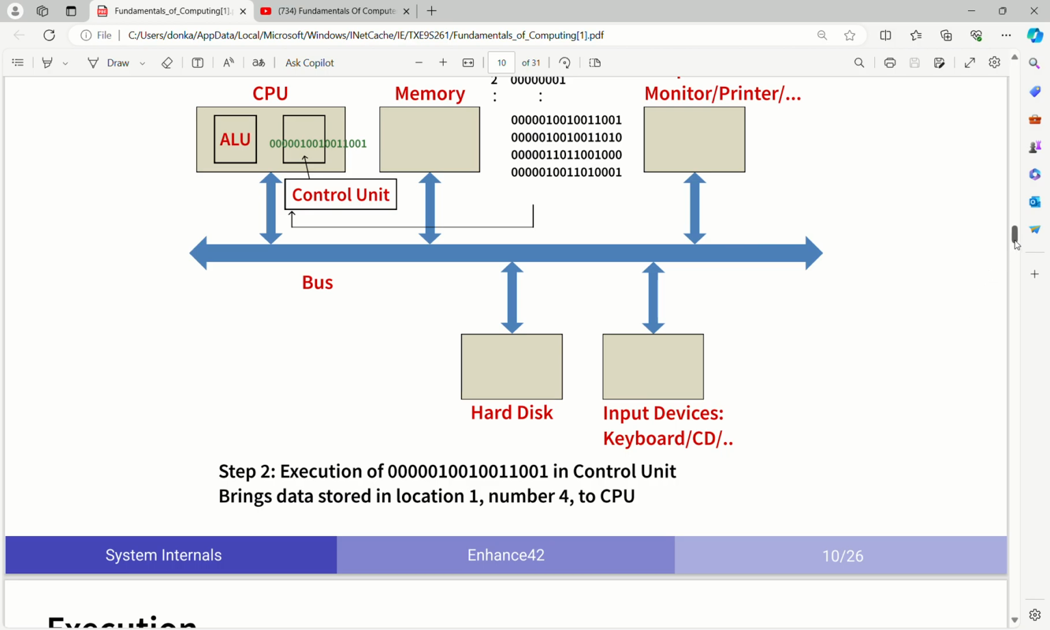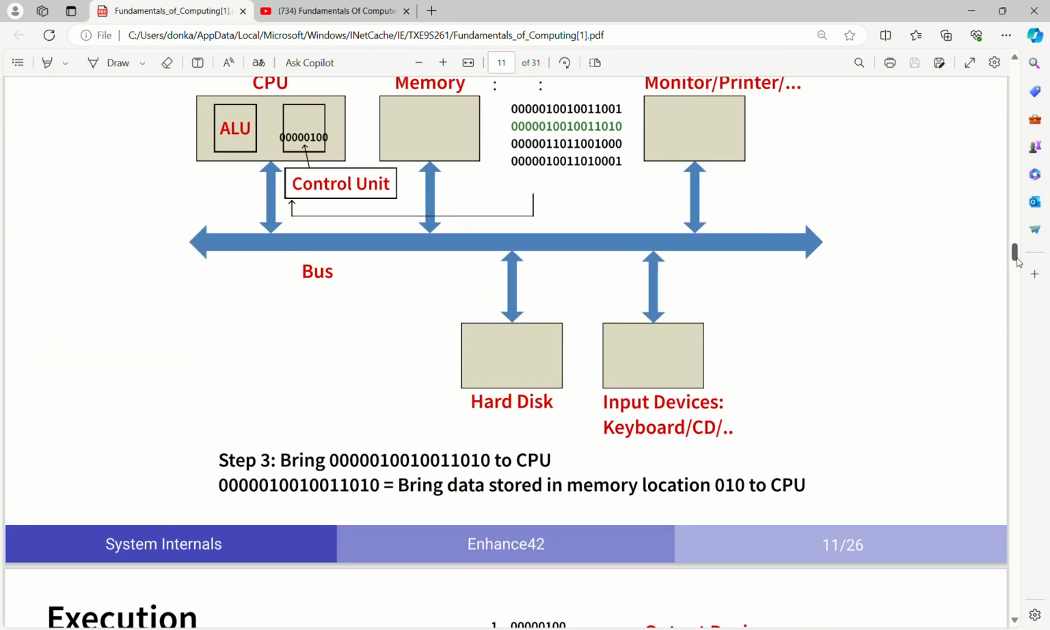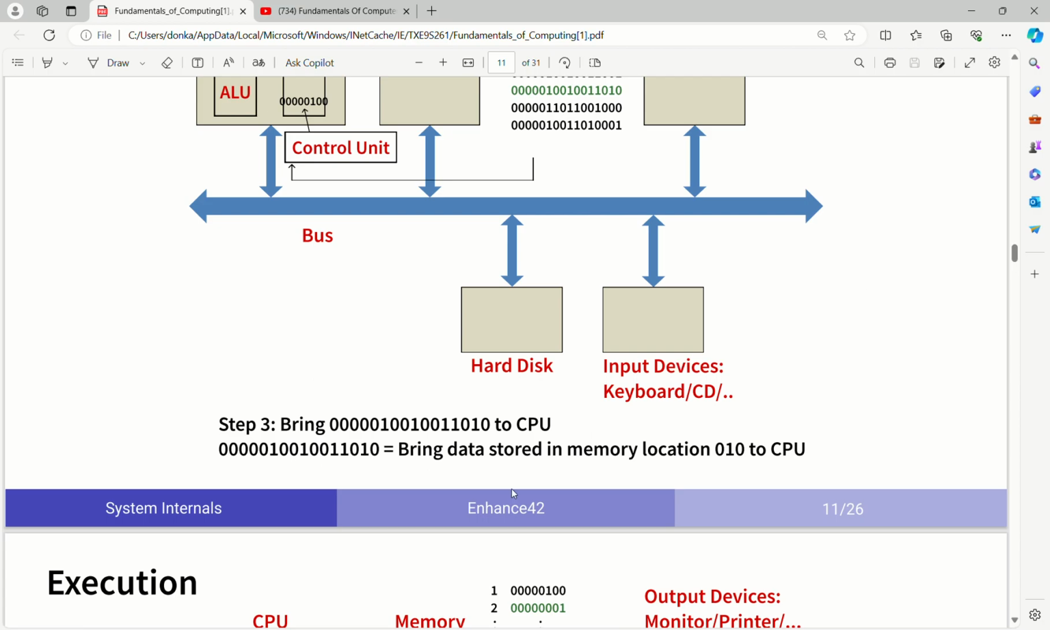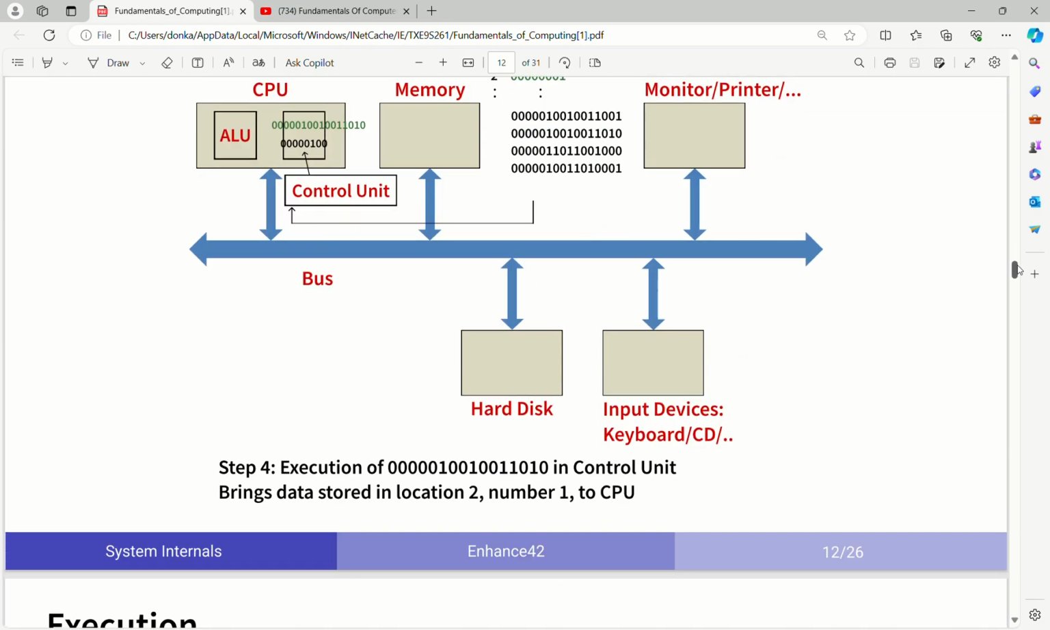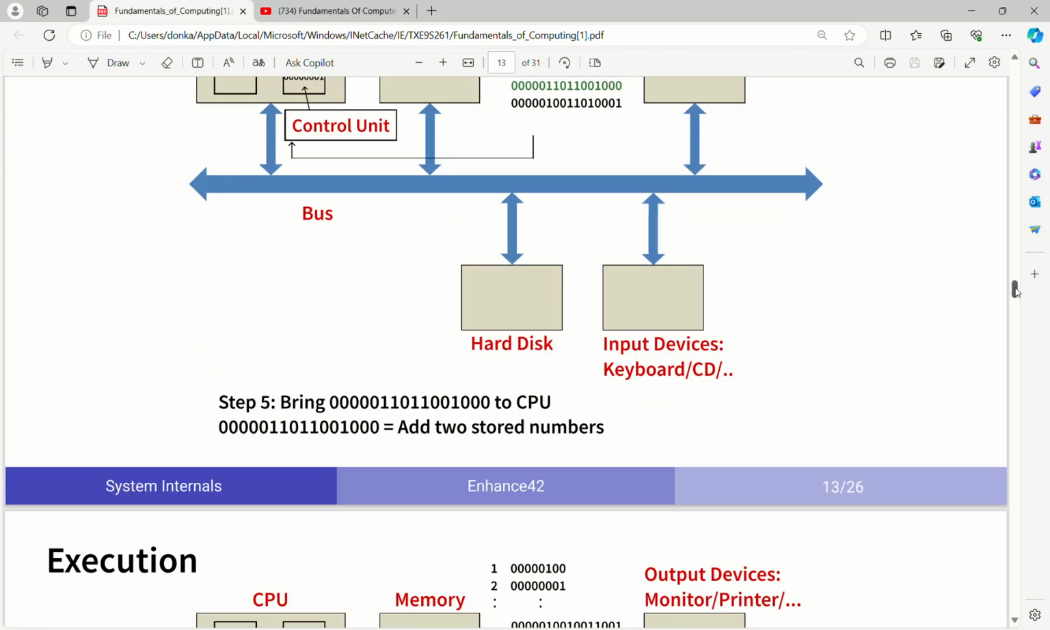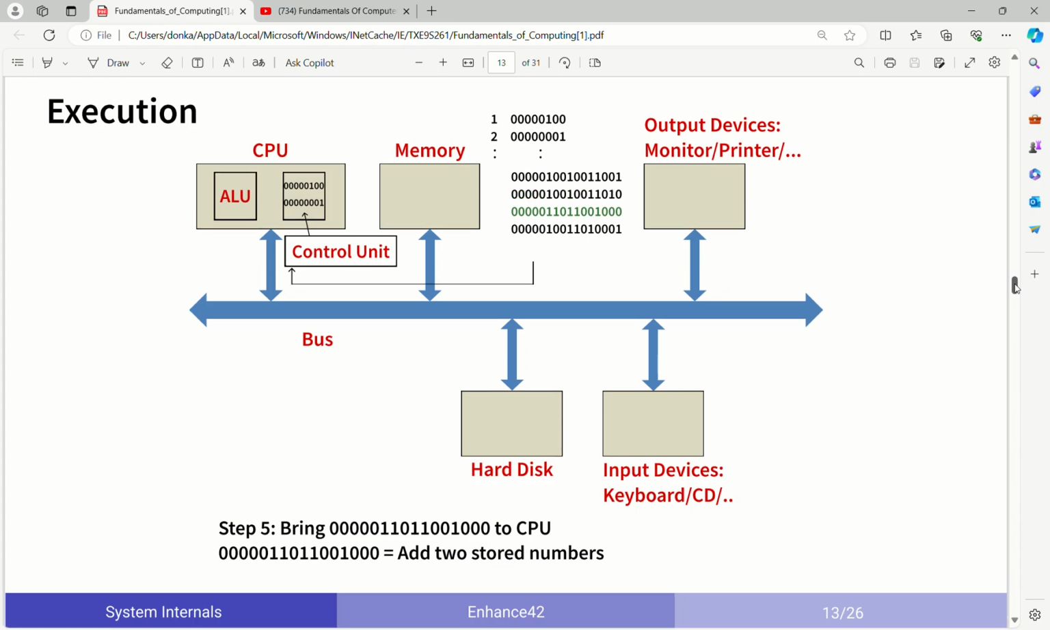And after that, in the next step, step 3, bring data stored in memory location to the CPU. The data stored in the memory is given to the CPU. And next we'll go to step 4. In this step 4, bring data stored in location 2, number 1, to the CPU. And after that, these two numbers are there, and these are added.